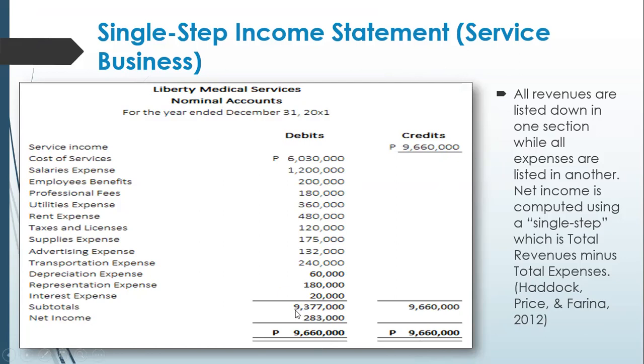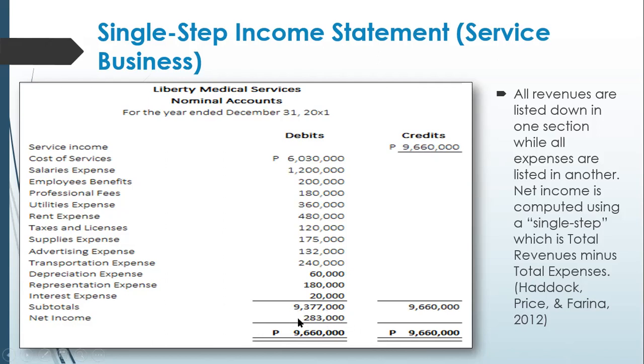Dapat, ang gagawin nyo lang dyan, i-add nyo lang yung subtotal ng debits sa net income. So, 283,000. 9,377,000 plus 283,000 is equals to 9,660 million. Okay? So, balance. So, dapat po balance si debits and si credits. Okay? So, paano nga natin ma-determine? So, i-add po natin yung net income. So, saan nakuha yung net income? So, ililas mo siya, 9,660 less 9,377.